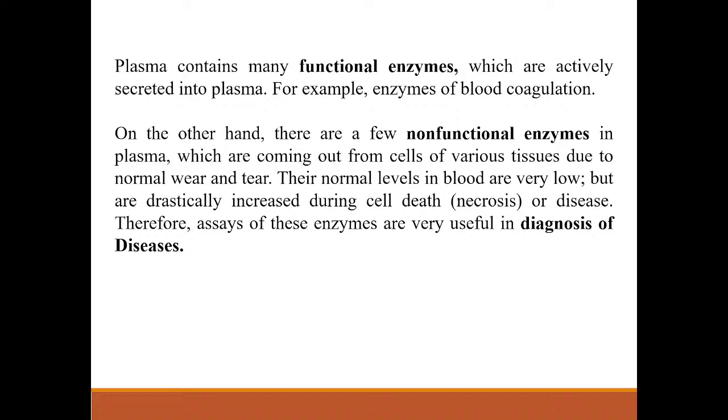Cell death is of two types. One is programmed cell death, which is called apoptosis, and the other is the cell death that occurs during disease or other conditions, that is necrosis. So there is a difference between necrosis and apoptosis. This will be used in necrotic conditions, not in apoptotic conditions. Apoptotic conditions are different, that is programmed cell death.